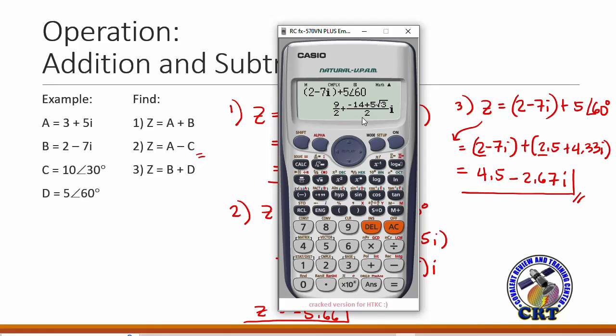Our calculator is in fractional form, so we can check this button. So this is 4.5 minus 2.6698 and so on, i. And this is equivalent to our answer: 4.5 minus 2.67i using 2 decimal places.